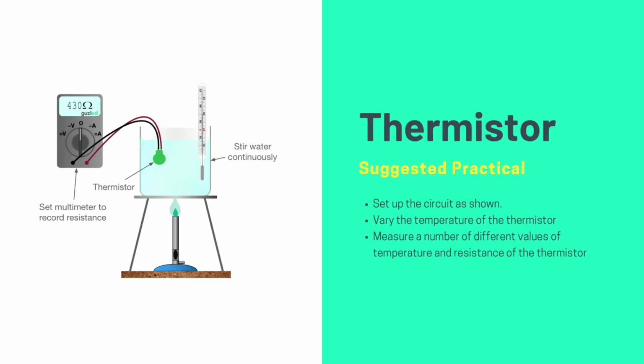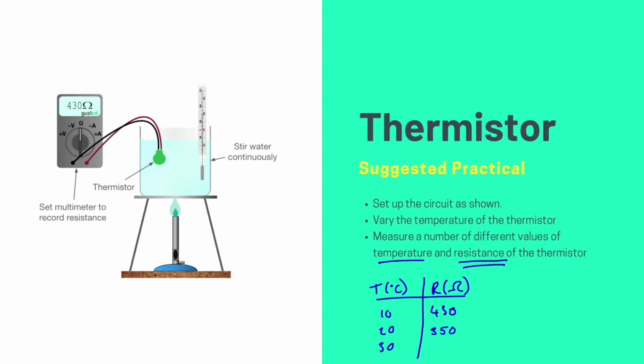Now, if we pop the thermistor into this hot water and we gradually increase the temperature of the water, we can find out the temperature of the thermistor and the associated resistance at that temperature. And what we would do is we'd have a table like this, with temperature on this side and resistance on this side, and we'd change the temperature. So let's say we start off at 10 degrees and then 20 and then 30, and we'd write down the associated resistance as we went along.